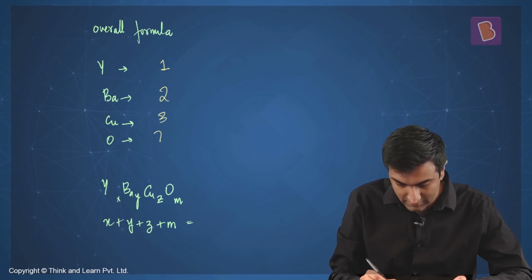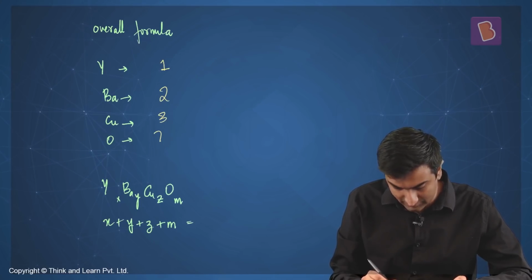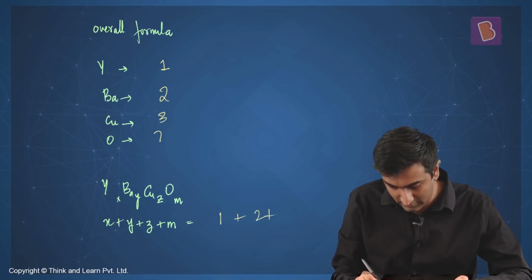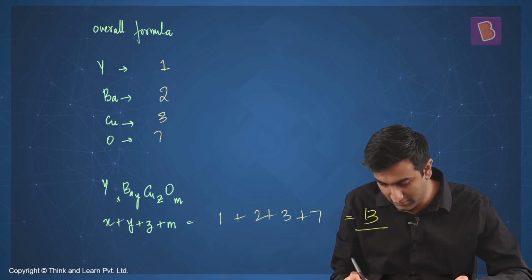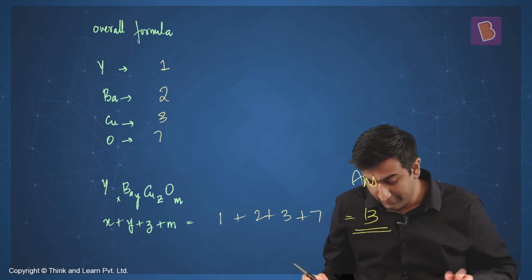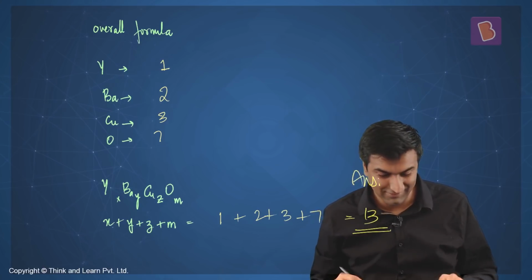So what I have here is x plus y plus z plus m. Okay. This is going to be simply 1 plus 2 plus 3 plus 7. That's 10 and 3. That's 13. Lucky number 13. That's your answer right there. Okay. So, yeah, this is the answer.